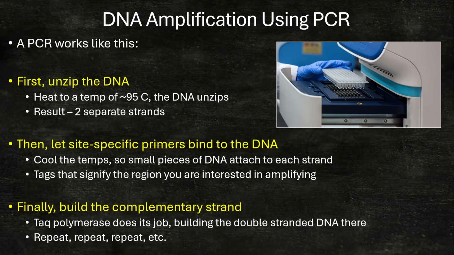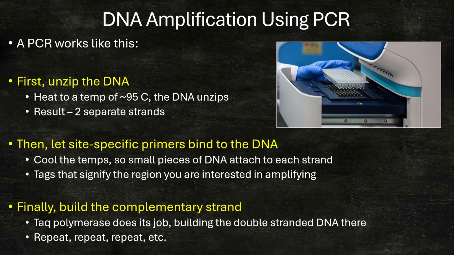Then, the next step is to let site-specific primers bind to the DNA. So, think about it like this. You have a specific region of DNA that you're interested in. If you can make a little tiny piece of DNA that complements a region directly upstream and directly downstream of that region, you can introduce those little primers into the environment here, and those primers will find their complement when the DNA is unzipped. They will find their match, and they will bind to it, and that will be the starting point for where DNA polymerase begins construction.